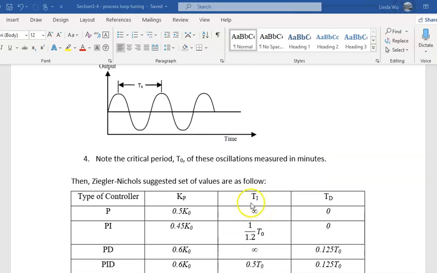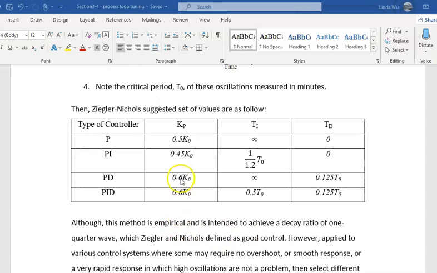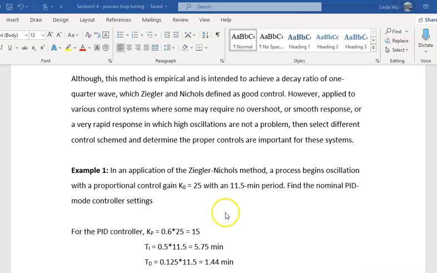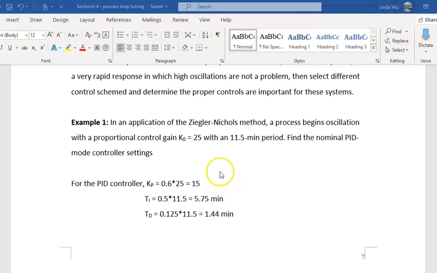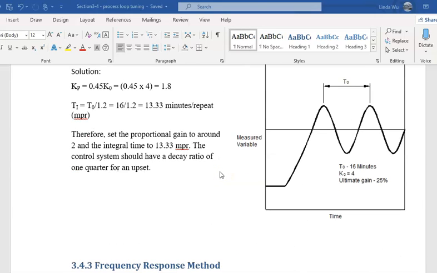Once we have K0 and T0 measured, we get the proportional control value, the PI values, the PD values, and the PID settings. All those values are set in this table. I think question 8 is similar to these two questions.